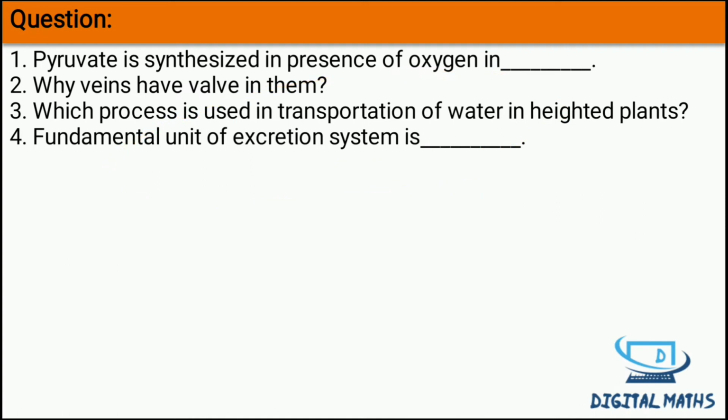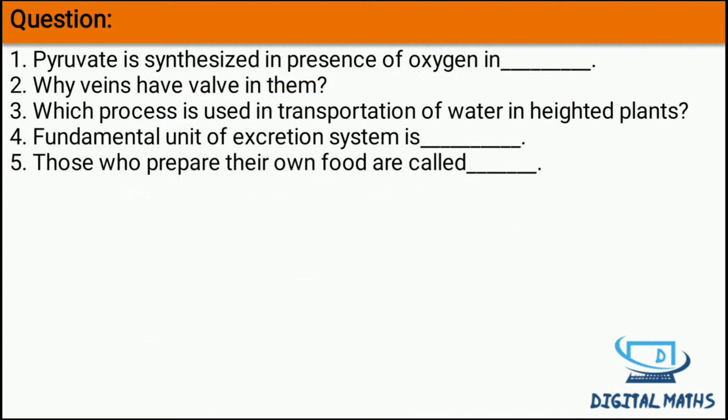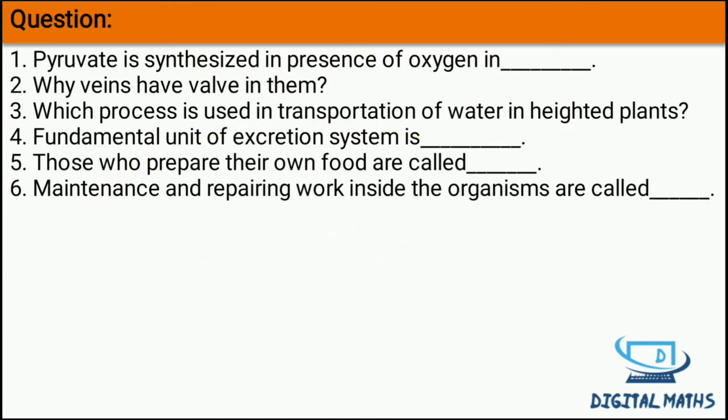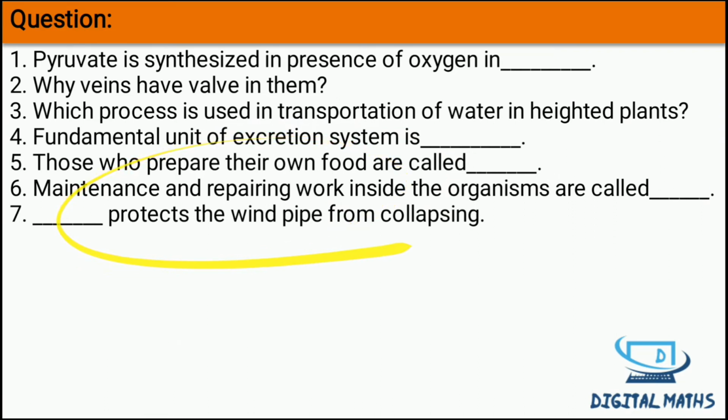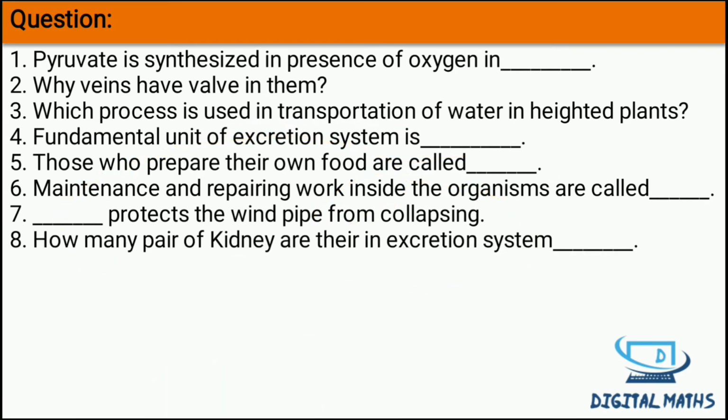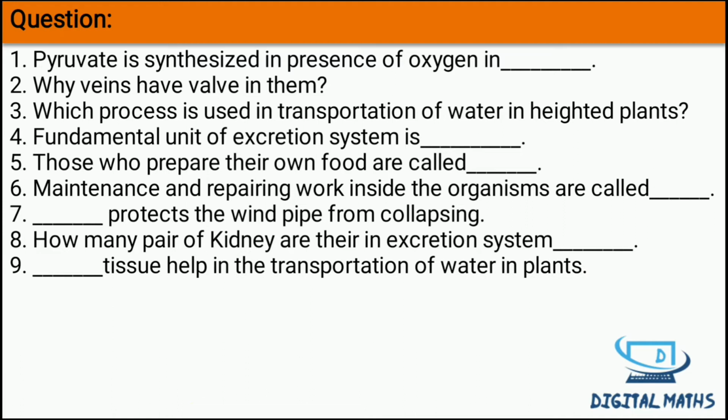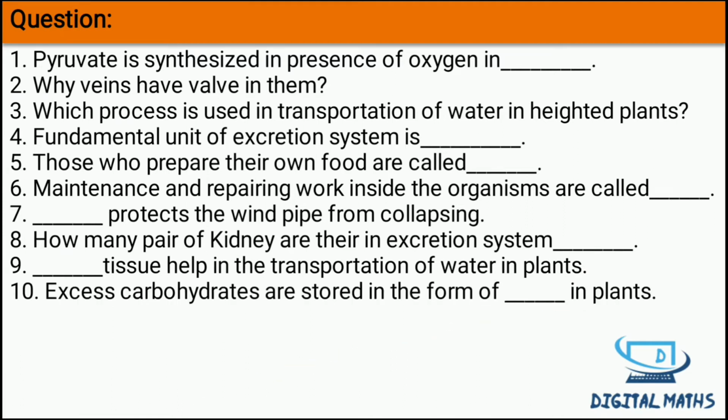Fundamental unit of excretion system is dash. Those who prepare their own food are called dash. Maintenance and repairing work inside the organisms is called dash. Dash protects the windpipe from collapsing. How many pairs of kidneys are there in the excretion system? Dash tissue helps in the transportation of water in plants. Excess carbohydrates are stored in the form of dash in plants.